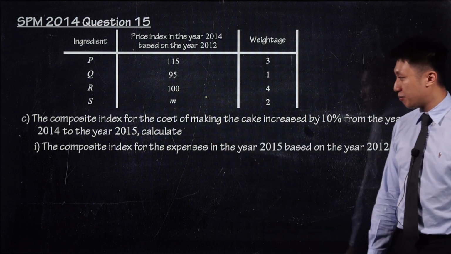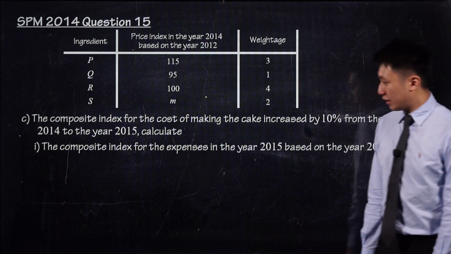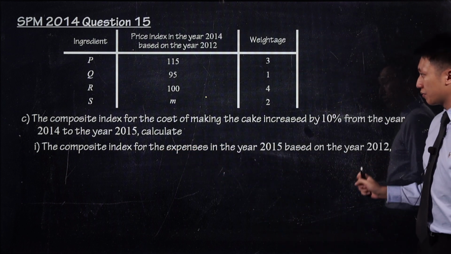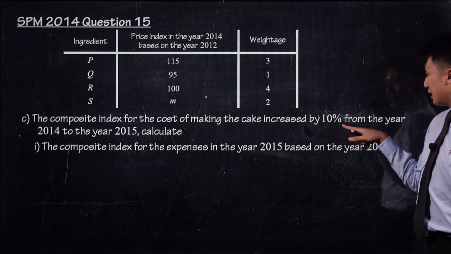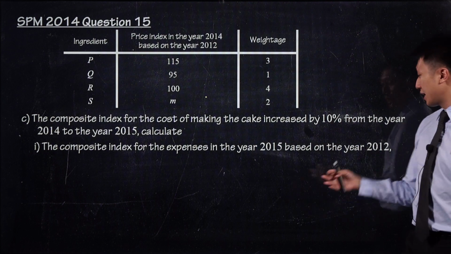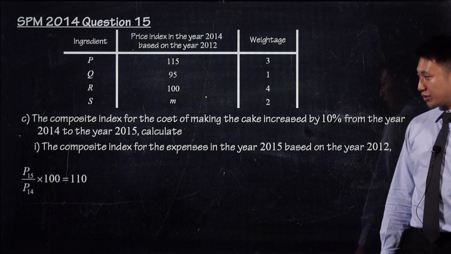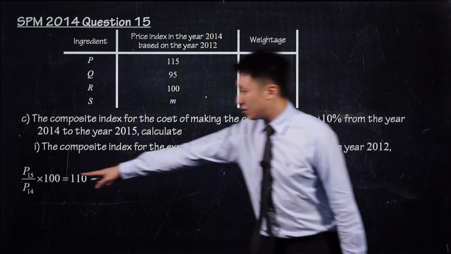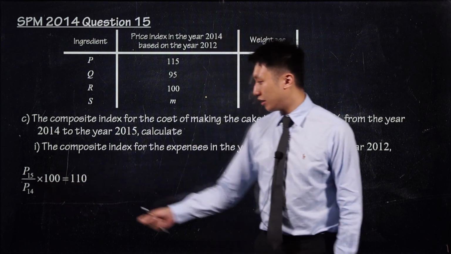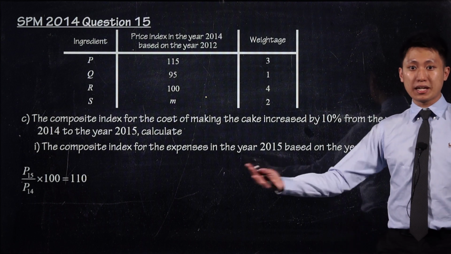Part A, part 1. Composite index for the expenses in 2015 based on the year 2012. It says that the cost of making is increased by 10% from year 2014 to 2015. So what you can do here, you have 15 over 14 times 100, it will give you 110, correct? Increased by 10%.